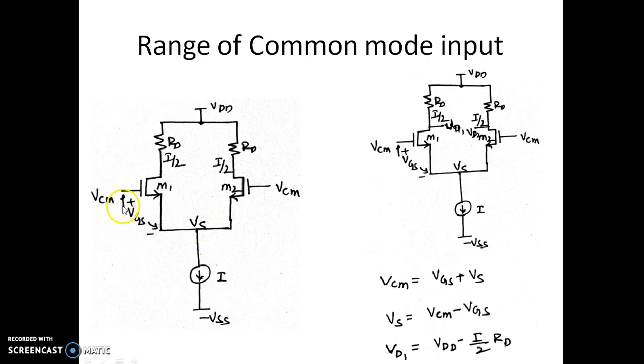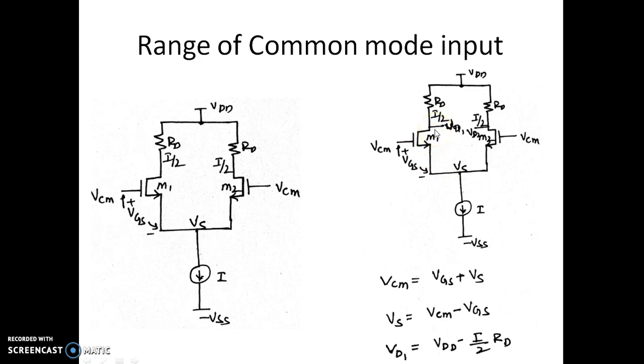We can write by KVL, the VCM can be written as VGS plus VS. So in equation I can write VS, that is the voltage at the source, is given by VCM minus VGS, and we can also define the voltage at the drain of M1 in terms of VDD and the drop of current. So it can be written as this expression. So we know the voltage at the source of MOSFET M1 and the drain of MOSFET M1.